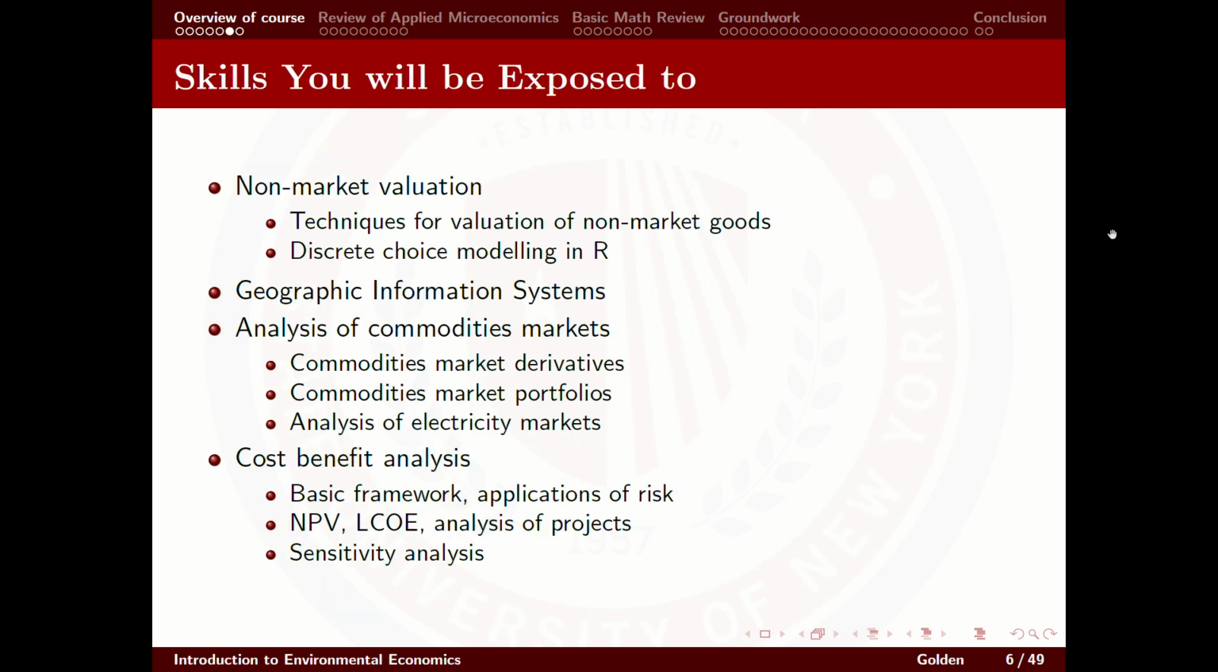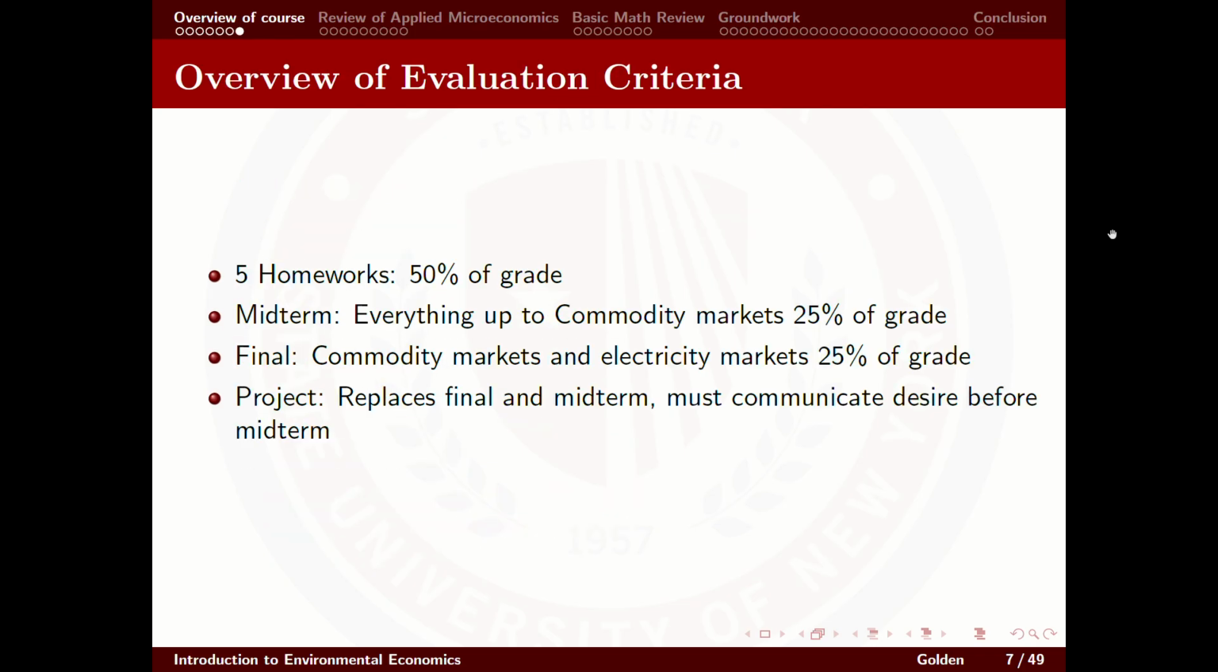You'll be exposed to non-market valuation. I'll show you a little bit of R, in particular discrete choice modeling in R. I'll talk about geographic information systems. I'll talk about analysis of commodity market derivatives, commodity market portfolios, and electricity markets. And then I'll talk about cost-benefit analysis with basic framework, applications of risk, net present value, LCOE, sensitivity analysis. These are all things you should be putting on your resume, and you should be telling potential employers, I did these projects and I did this thing that I can also do for you. And I hope you're going to learn a lot of skills here.